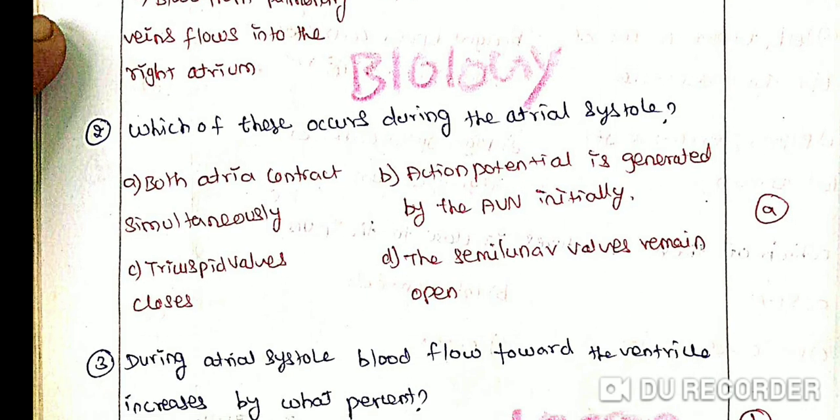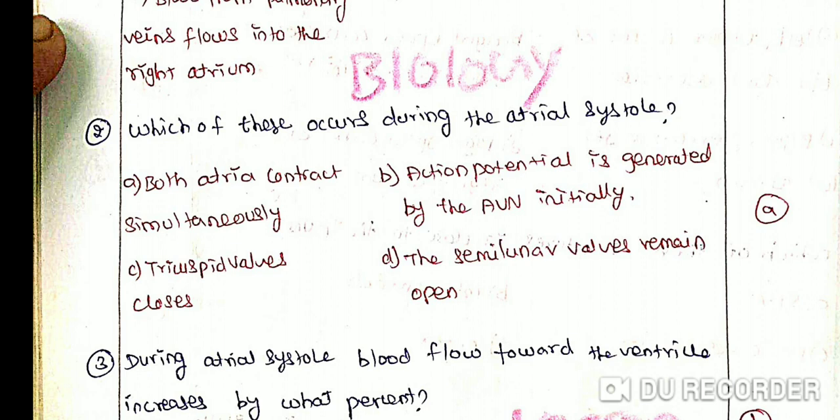Which of these occur during the atrial systole? Option A, both atria contract simultaneously. Option B, action potential is generated by the AV node initially. Option C, tricuspid valve closes. Option D, semilunar valves remain open.